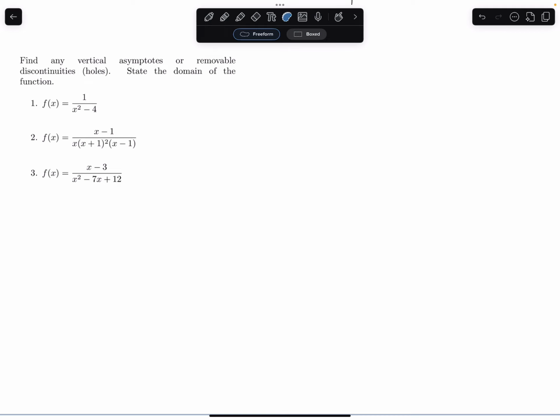Okay, find vertical asymptotes or removable discontinuities. Starting with number 1. f of x equals 1 over x squared minus 4. But x squared minus 4, you should notice that's the difference of squares. That actually factors to x plus 2, x minus 2. So here, this thing is in lowest terms because there are no factors that will cancel, right? So that's in lowest terms.